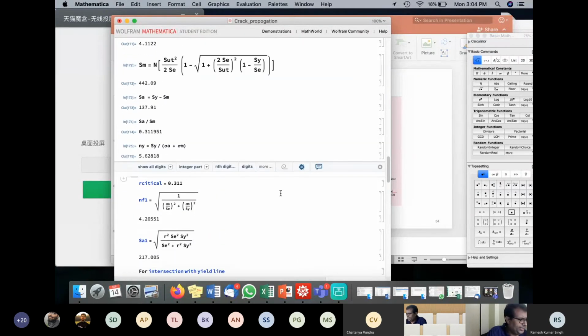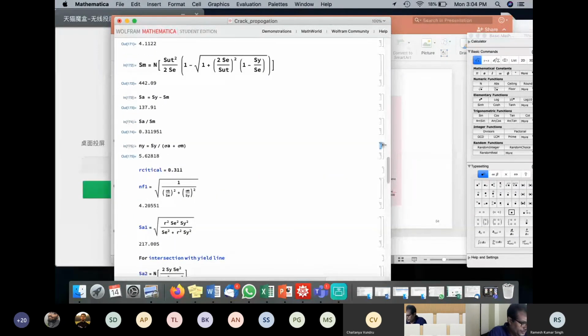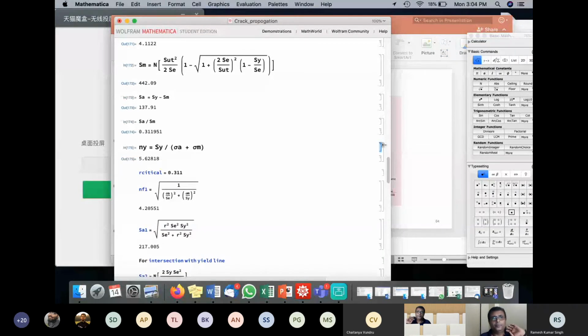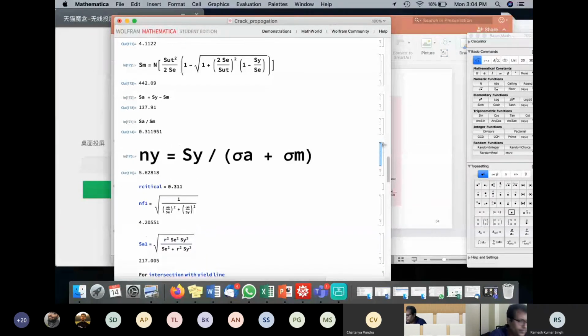So this is what I wanted to show you right here. Basically I wanted to show you that the safety factor against yielding is very simple. You know when it yields. Sy is sigma A plus sigma M, and the factor of safety against yielding is just Sy by sigma A plus sigma M. So I have a fairly high factor of safety against yielding, 5.62 to be precise.